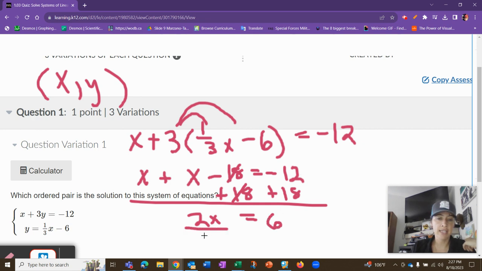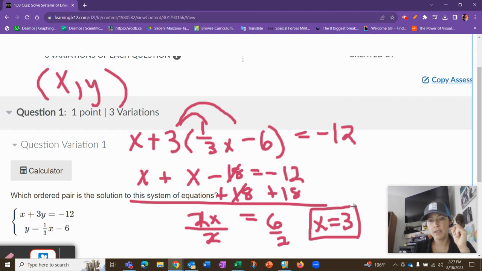Okay, 2 times x, get in that flow. If it's multiplication, we divide. You're welcome to use a calculator, but you'll see this again cancels. Remember, that becomes 1. 2 divided by 2 is 1. X equals 6 divided by 2, so x equals 3. That's just the first step. We need the ordered pair, so we know we have x. All right, let's go find y.